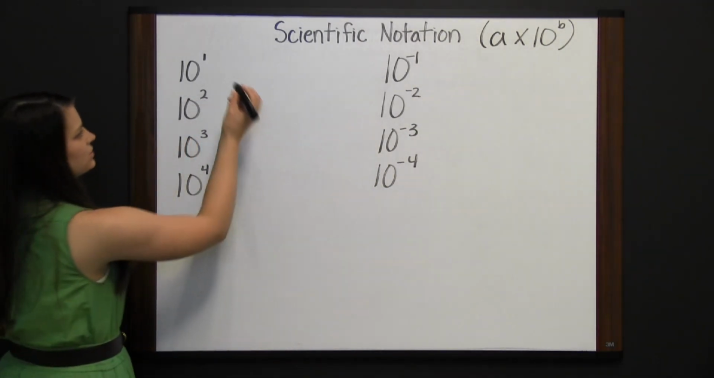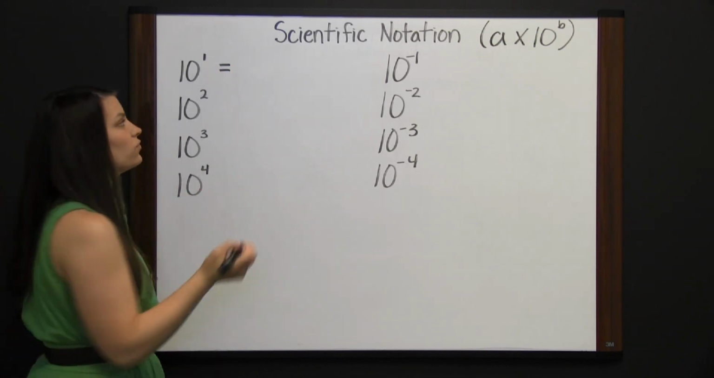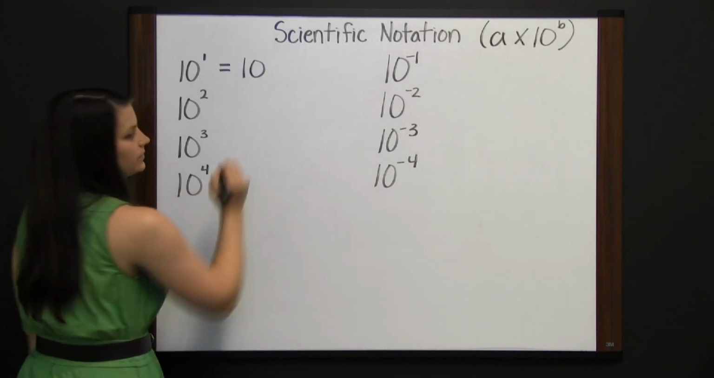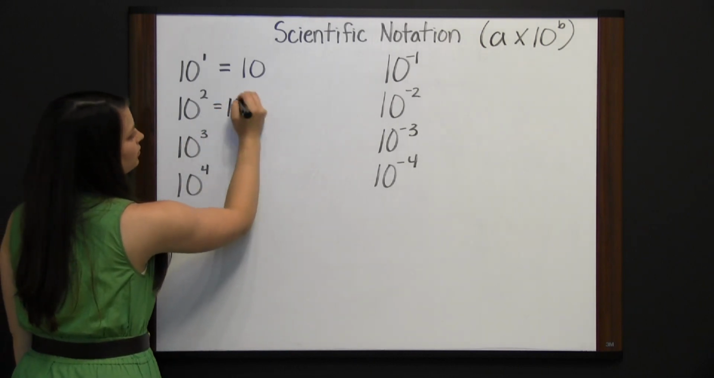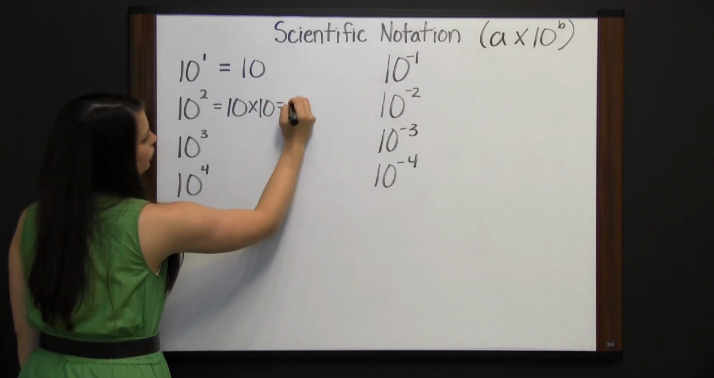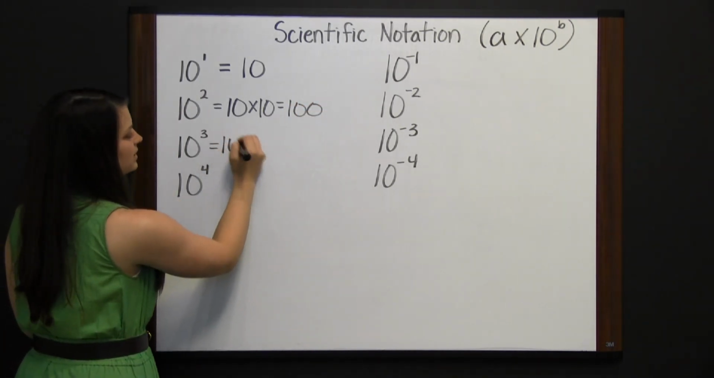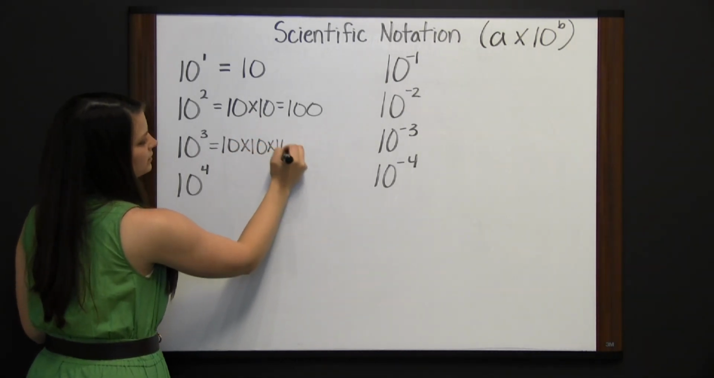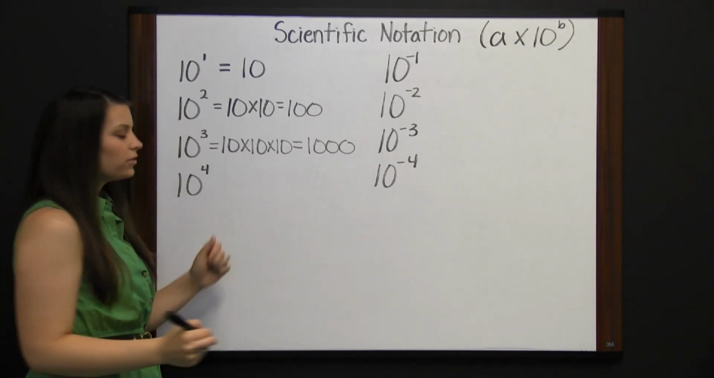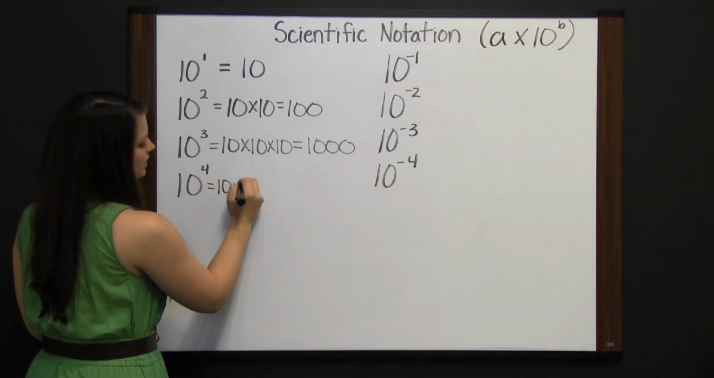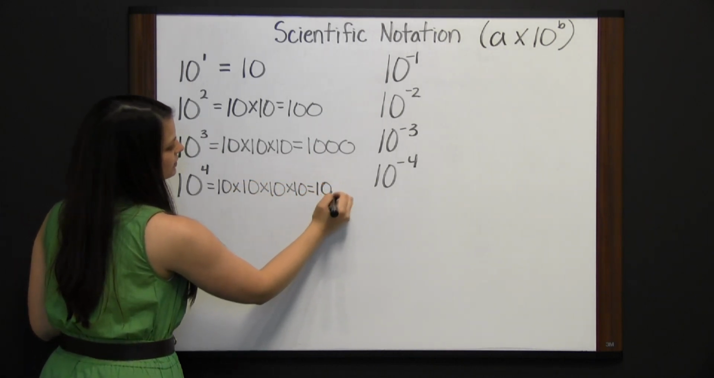So let's look at 10 to the first power. 10 to the first power is 10 times itself one time, or just 10. 10 squared is 10 times itself 2 times, or 100. 10 cubed is 10 times itself 3 times, or 1,000. And 10 to the fourth power is 10 times itself 4 times, or 10,000.